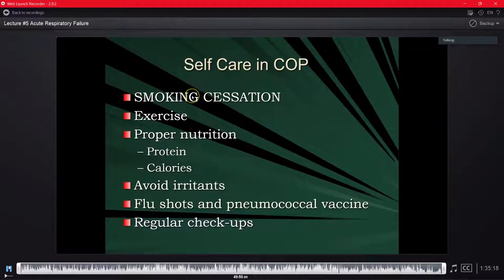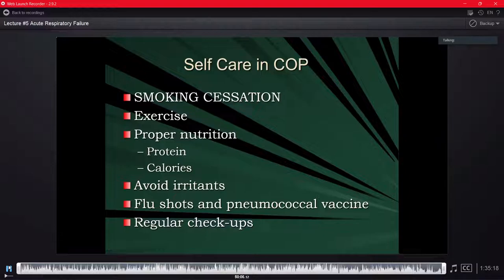Self-care, what do? Please stop smoking, for the love of God. Exercise within reason. Do not exacerbate yourself by exercising to the extreme. Talk to your primary care provider. Find a common ground to stand on and a workout plan. You know, where do I want to be? Find that place. Proper nutrition.